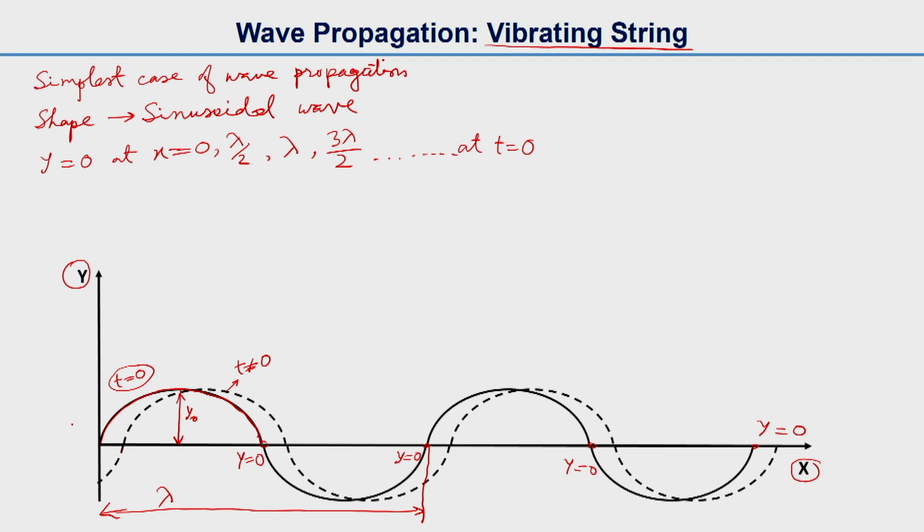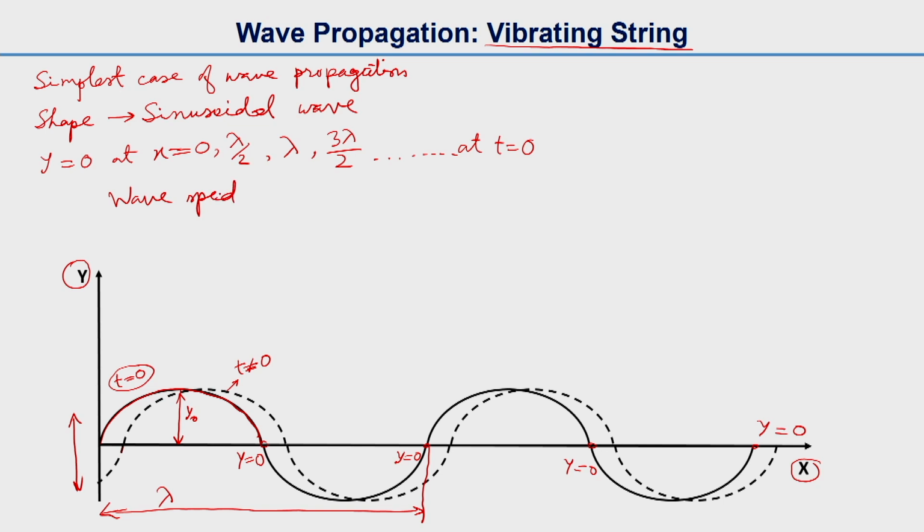And it is understood that we are vibrating this end, and that is why at time t not equal to 0, let us say after some millisecond, we got this dashed line. So we will now see the wave speed expression.